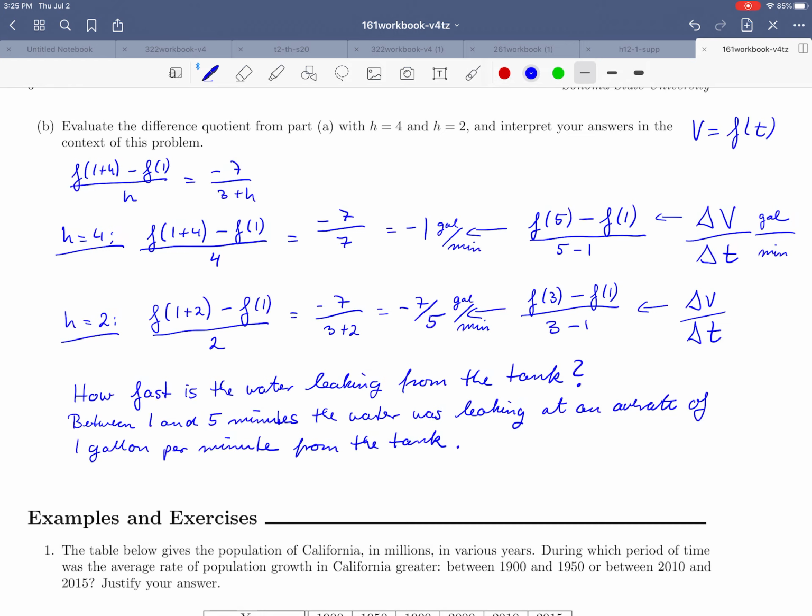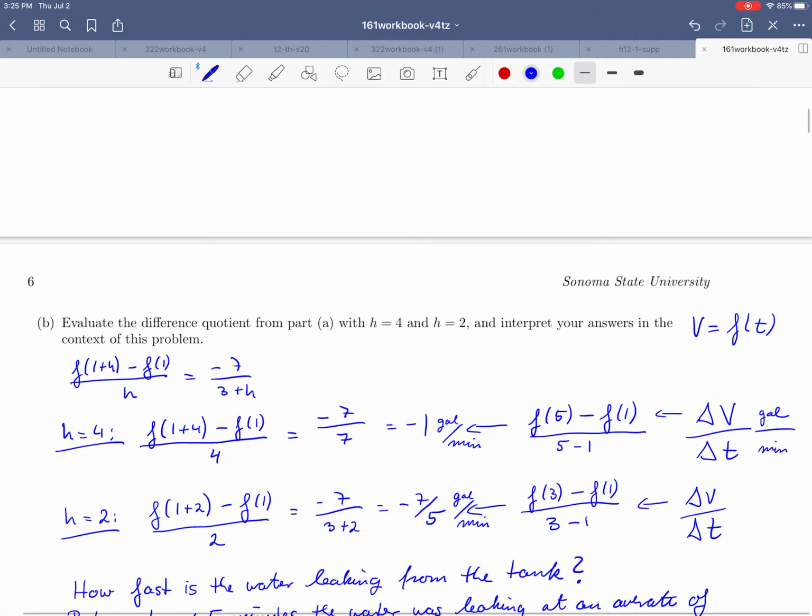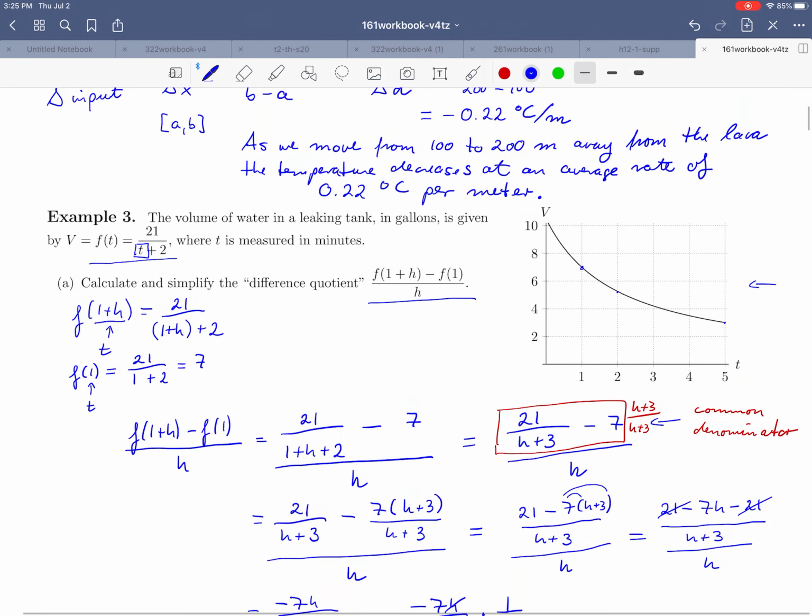And similarly, between 1 and 3 minutes, the water was leaking at an average rate of minus 7/5 gallons per minute. So that is the answer to this problem. We can also visualize that going back to our graph. So between 1 and 5 minutes, we just computed this slope right here. We computed this as minus 1 gallon per minute.